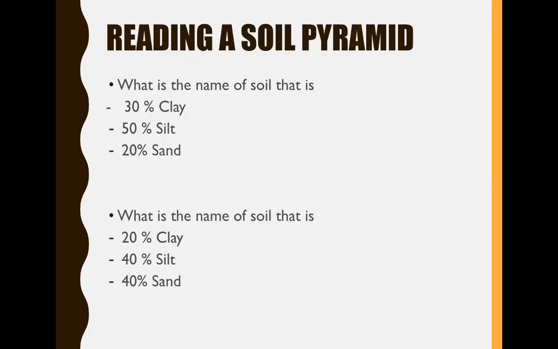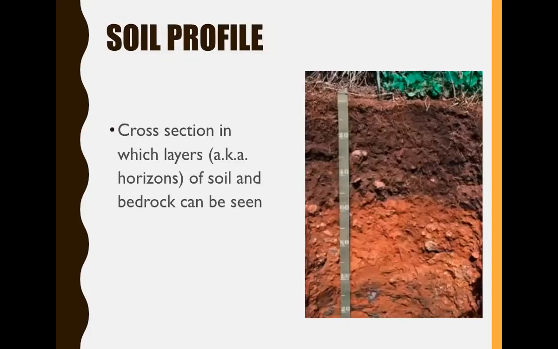All right, so the next thing we're going to talk about is the actual soil profile, okay? So this is the cross section in which the layers, AKA horizons, so think the horizon. Which way does the horizon go? Vertical or horizontal? Horizontal, okay? So this is of the layers of the soil and the bedrock can be seen. And we're going to go through these different pieces.